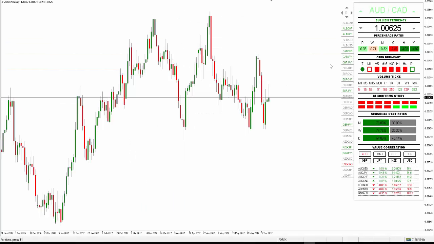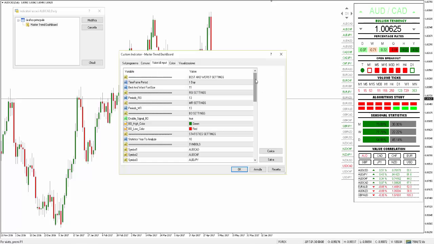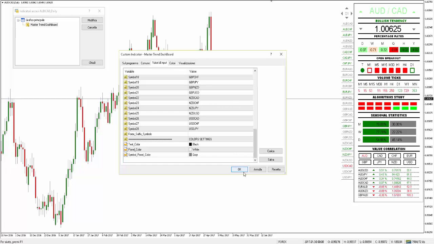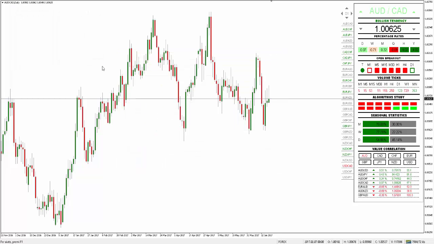As you can see, the Master Trend Dashboard is a very elaborate panel, a professional instrument for a professional analysis. The indicator, specifically designed for the Forex market, is customizable in all its features, colors, values, and symbols. Now let's examine all its components.